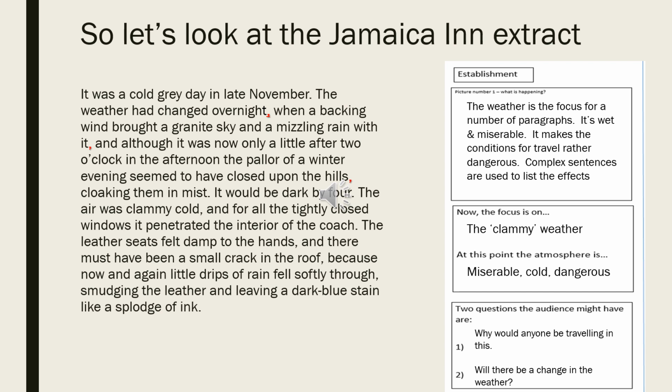So, what's being established at the beginning of this? Well, if I summarise it, the weather is the focus for a number of paragraphs. It's wet and miserable. It makes the conditions for travel rather dangerous. Complex sentences are used to list the effects. And the focus is on the clammy weather, and the atmosphere is miserable, cold and dangerous, which kind of brings to my mind, why would anyone be travelling in this kind of weather, and will there be a change?